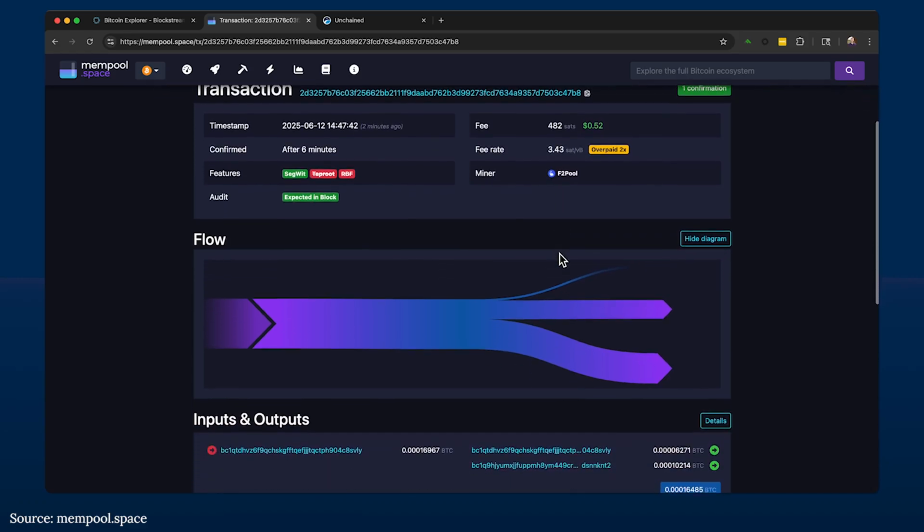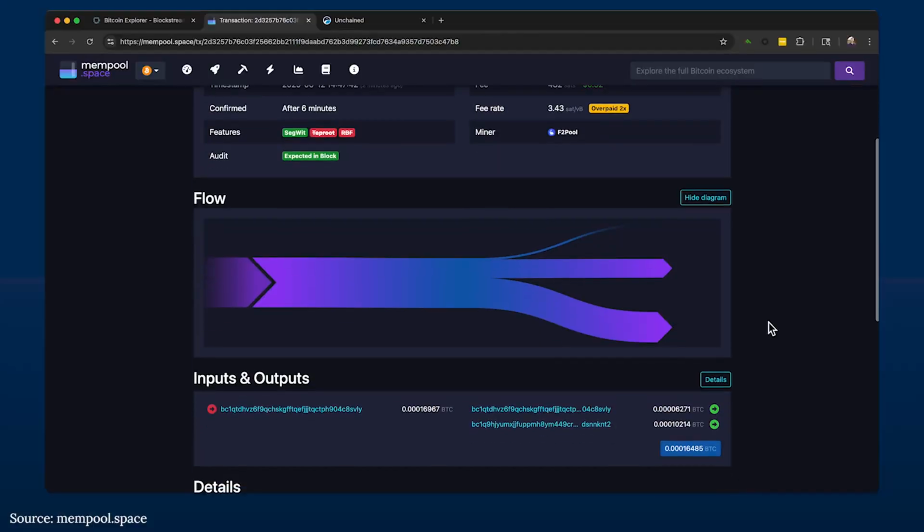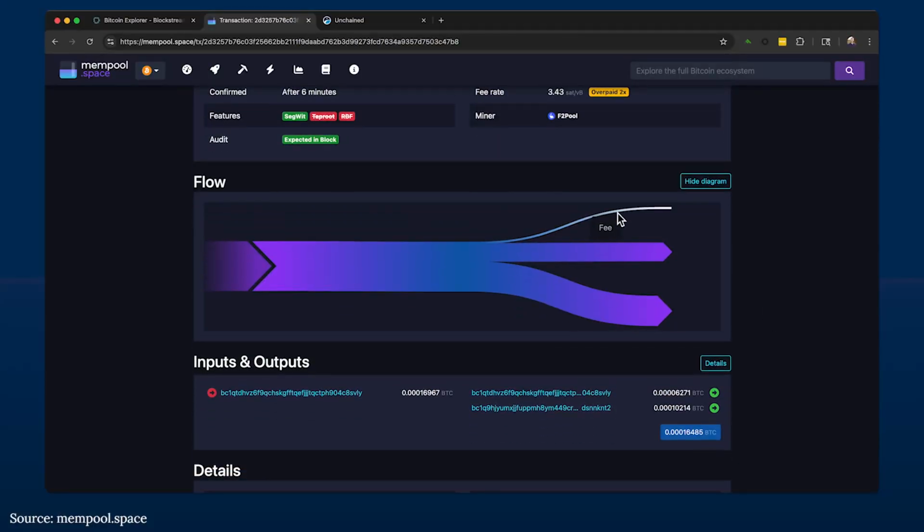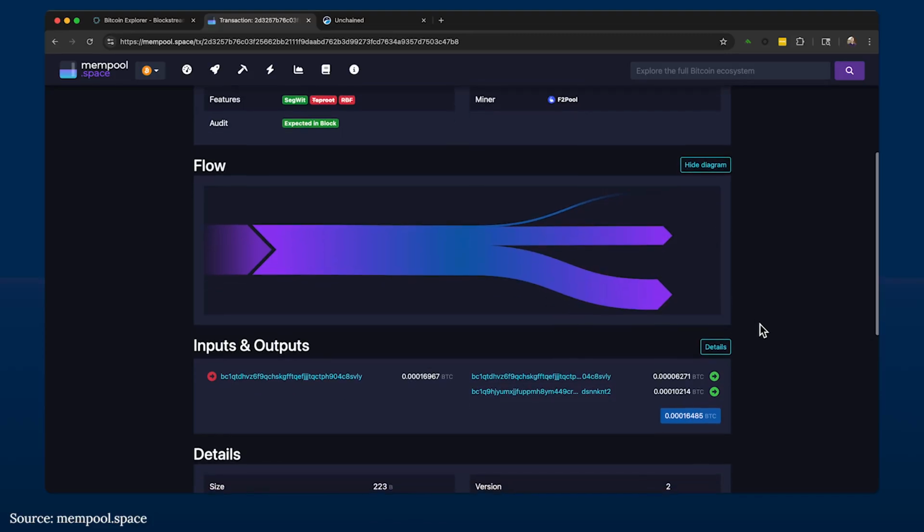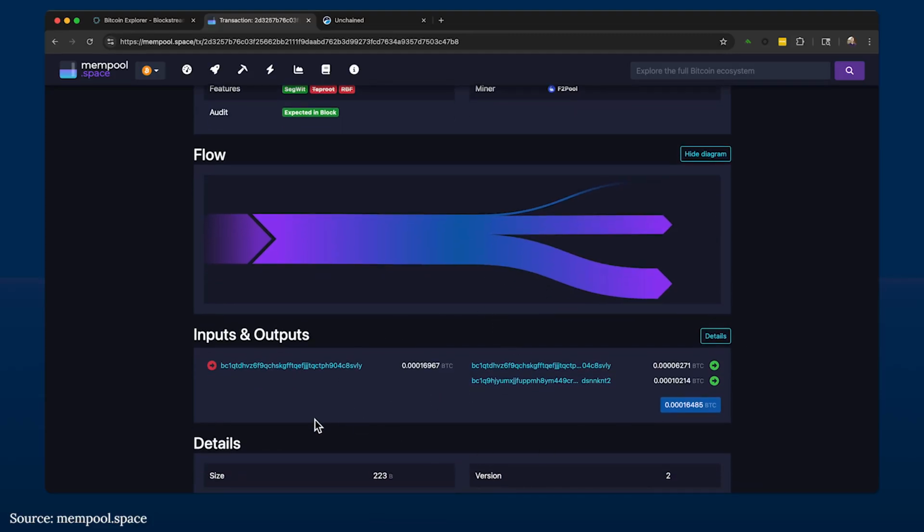If we scroll down a little bit, we get a nice little flow chart that explains how many inputs and outputs there were. That's how many sources Bitcoin was coming out of and how many destinations Bitcoin's being sent to. In this case, a little bit of Bitcoin went towards the fee, but then there were also 2 destinations. We get a little bit more information down here where it says inputs and outputs. We can see the address that some Bitcoin was coming out of and the amount.